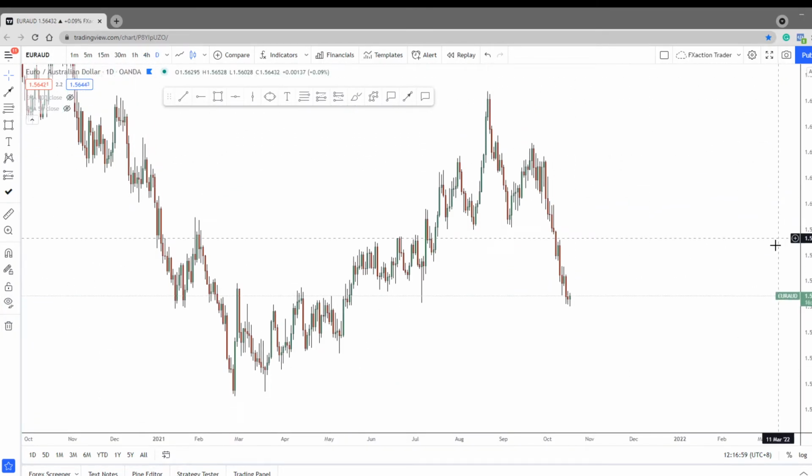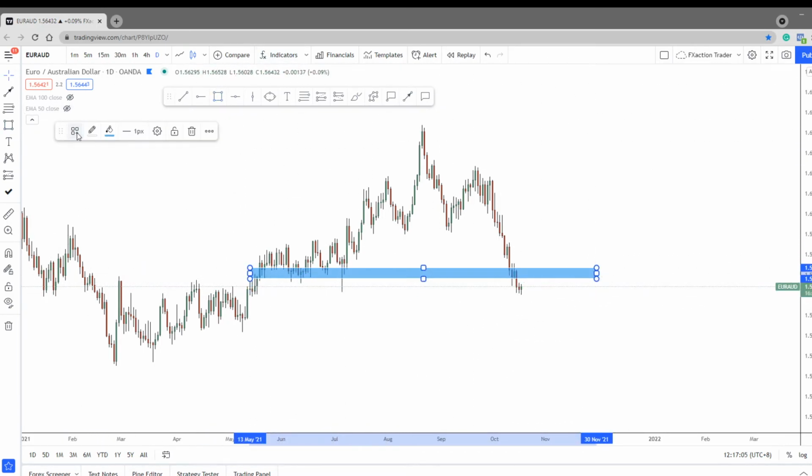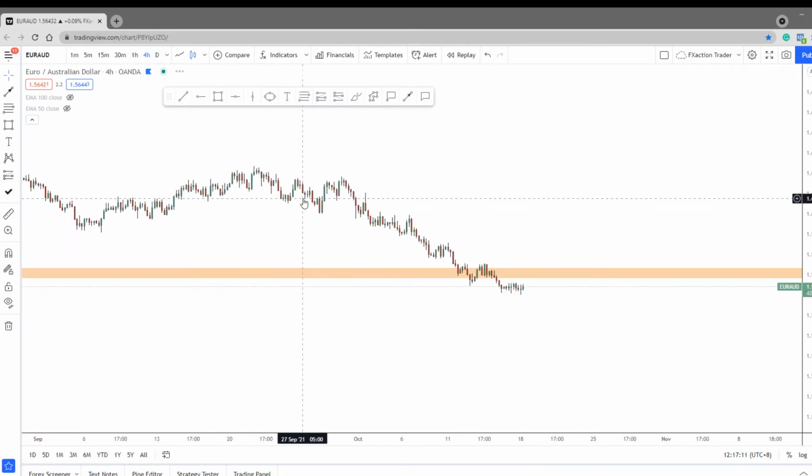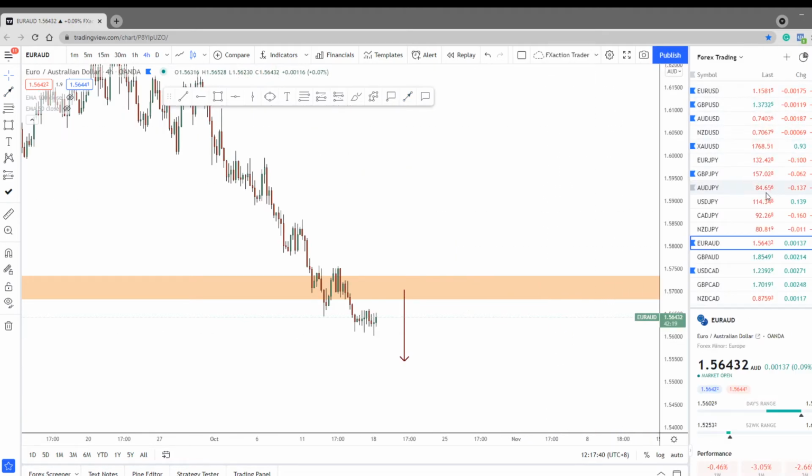By looking at the daily chart, we can see that the previous daily support has been broken. Let me change to the orange color. We can see that the previous daily support has been broken, so it's better for us to just trade along with the trend. Don't ever try to catch a reversal, or trade against the market. We should wait patiently for the market to retest the previous key level at 1.57, and from here we scale in for a short trade. Just trade along with the market.